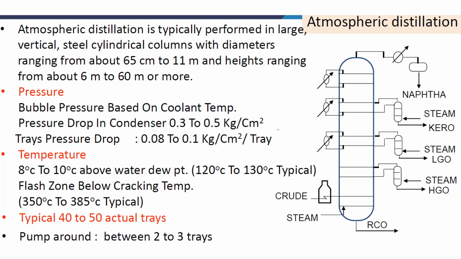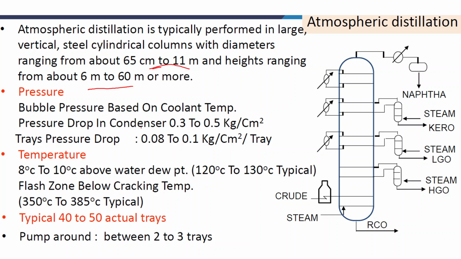Then this desalted crude is introduced into the atmospheric distillation unit, where distillation takes place, and different products, depending on their boiling point difference, are given out at different cuts. Atmospheric distillation is typically performed in large vertical steel cylindrical columns with diameter ranging from 65 centimeter to 11 meter and height ranging from 6 meter to 60 meter or more.